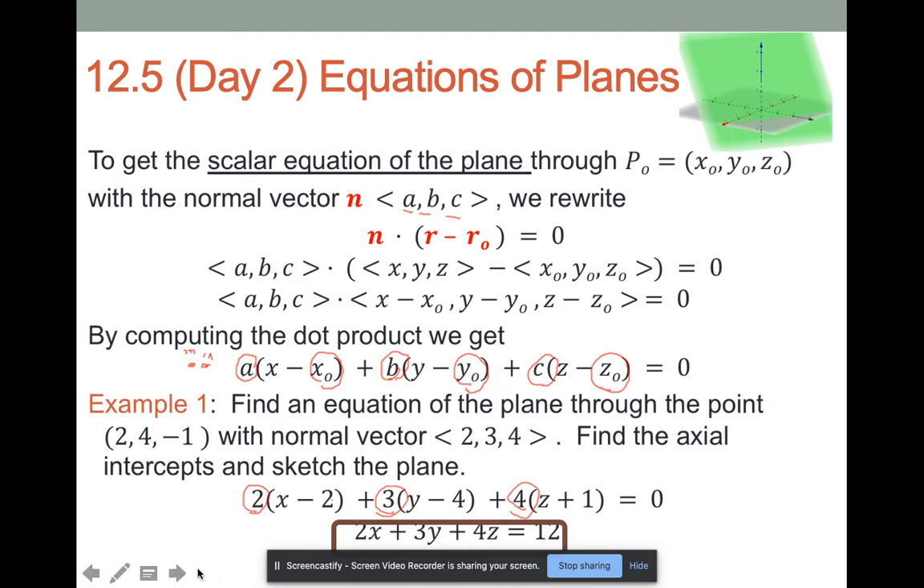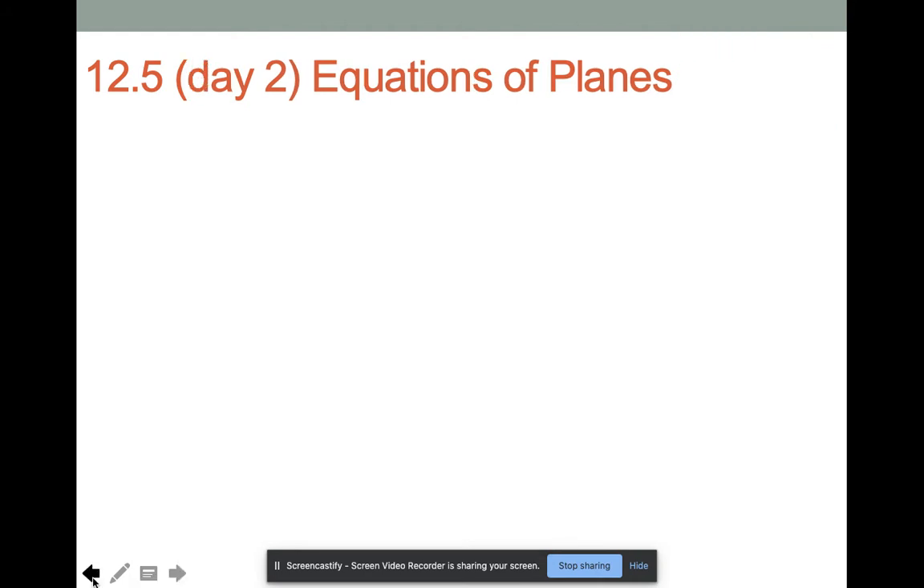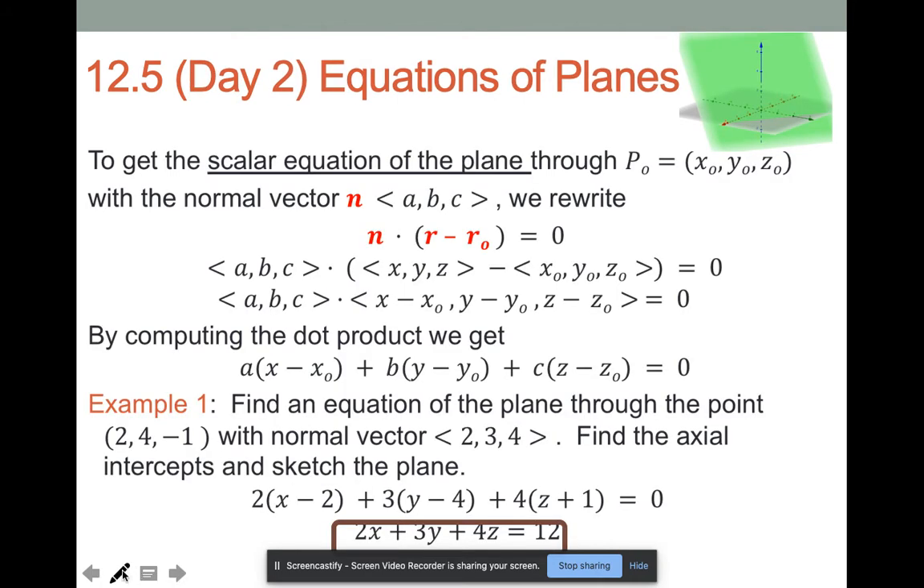The reason I did that, firstly, is that it's called the standard form of the scalar equation of a plane. And secondly, that's easiest to find the axial intercepts, right? The actual axial intercepts. Where does this plane hit the x-axis? Well, it's when y and z are 0. So wouldn't x be equal to 6?